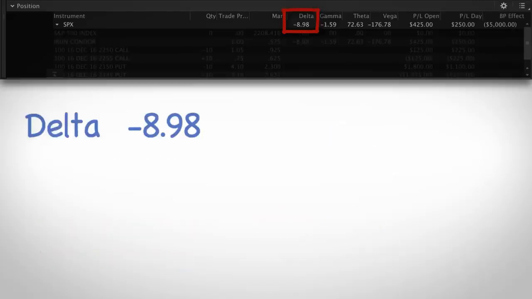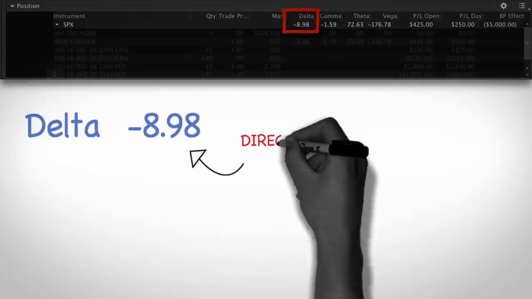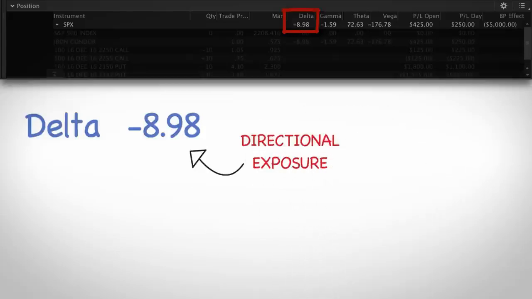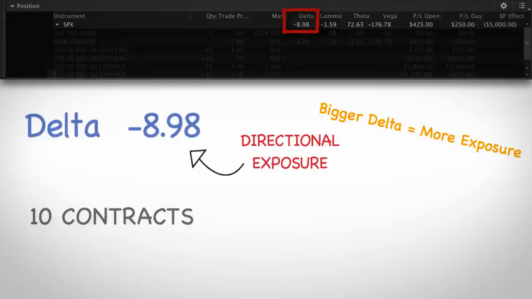Another cool thing about looking at the delta of our position is that it tells us our directional exposure, and we can make sure that number is in line with our risk tolerance. If this number is bigger, then that means we are more exposed, right? In this case, we traded 10 contracts and our delta is negative 8.98.